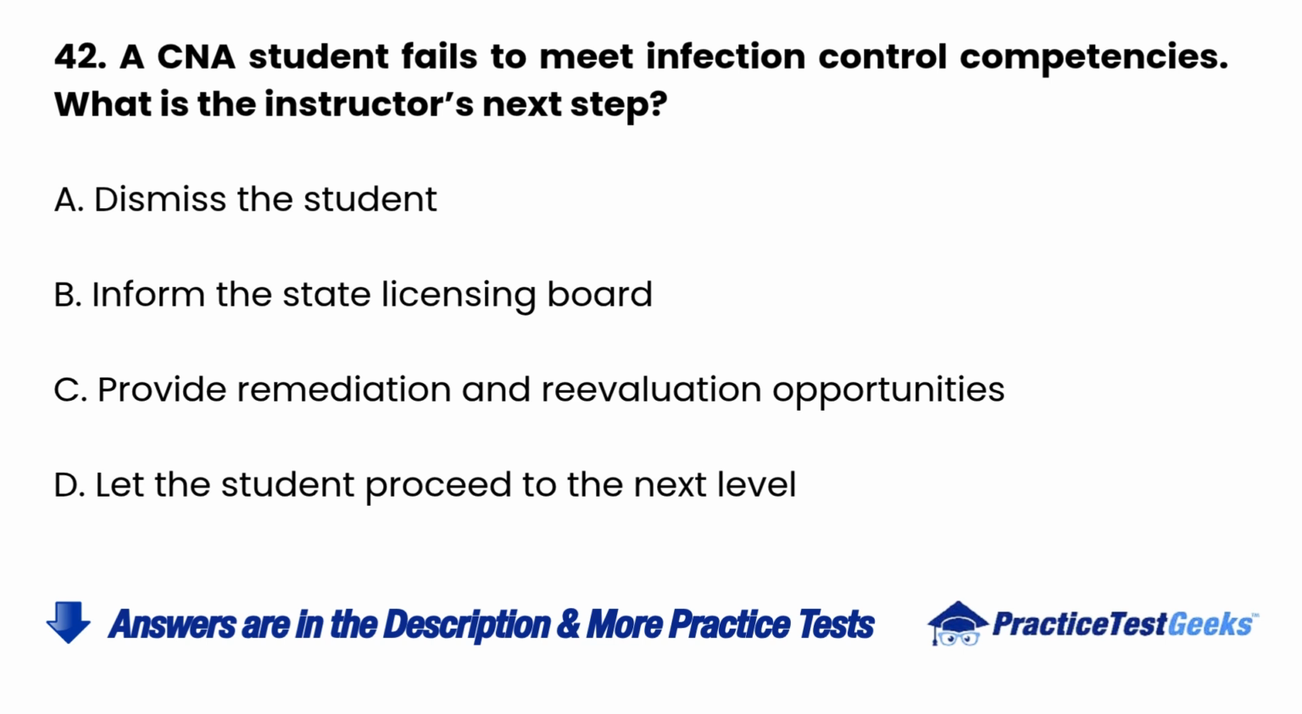42. A CNA student fails to meet infection control competencies. What is the instructor's next step? A. Dismiss the student. B. Inform the state licensing board. C. Provide remediation and reevaluation opportunities. D. Let the student proceed to the next level.